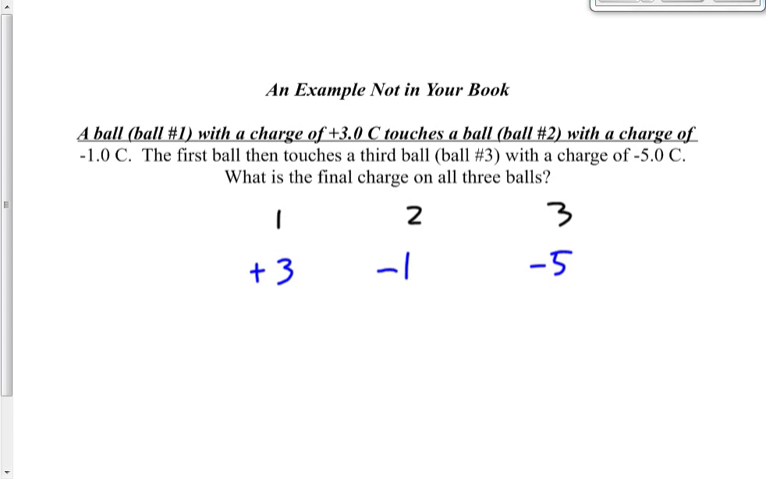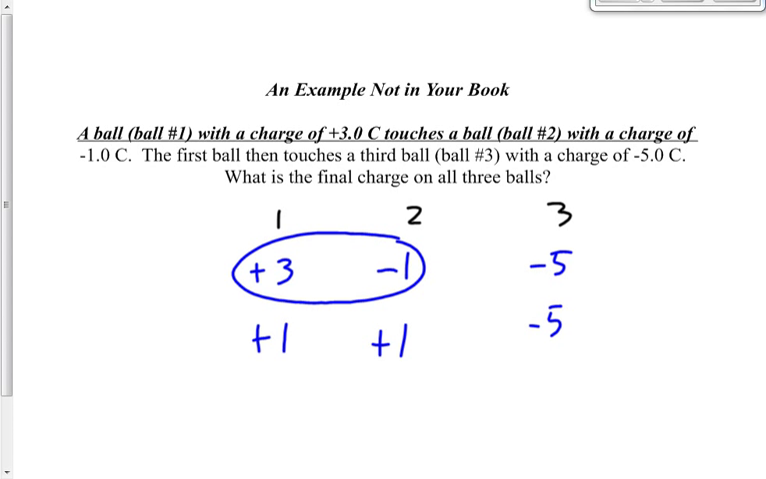Now it says ball number 1 touches ball number 2. The total charge between ball number 1 and ball number 2, if we add those up, is +2. The total charge before we touch them is +2. The total charge after we touch them is also +2. But after we touch them, they want to balance each other out. So if it's a total of +2, but they're balanced out, then what are they going to balance out to be? +1 and +1. This one stays -5 because number 3 hasn't been touched yet.